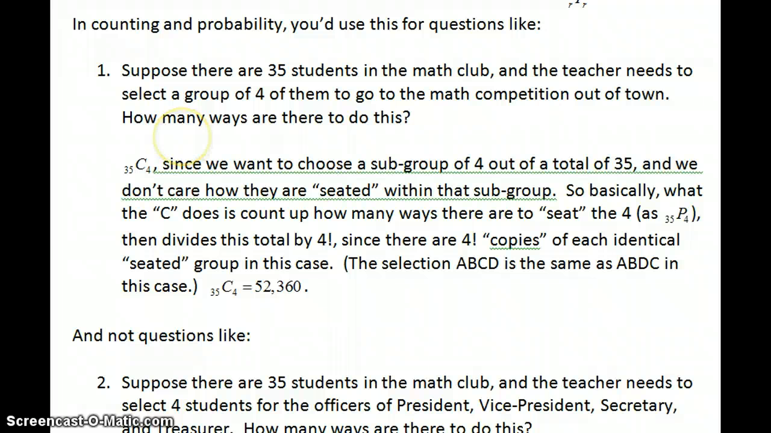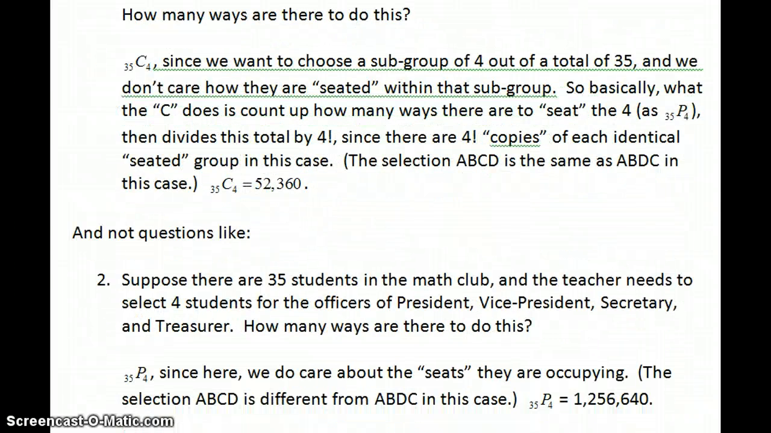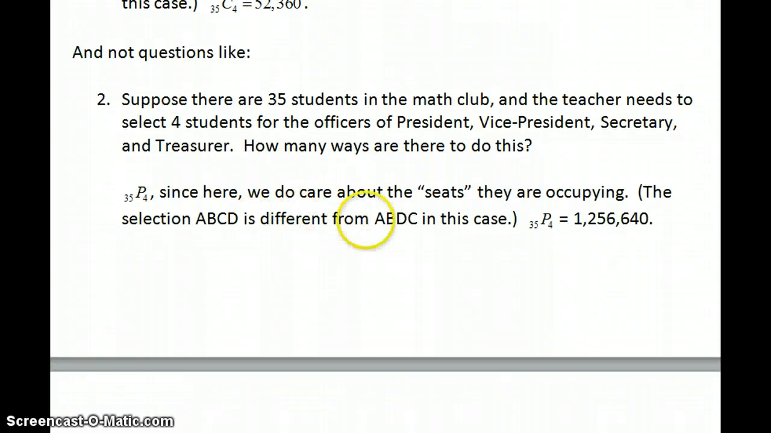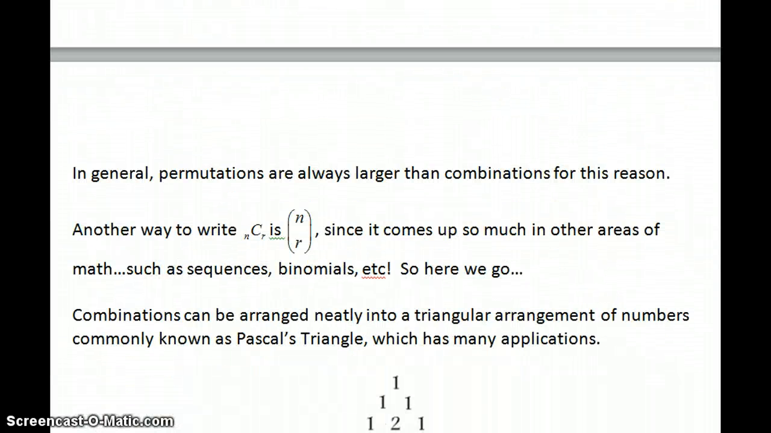Yeah, I can explain this here about the difference. This is kind of like the triangle thing, where if order matters, then I want to take a permutation. But if order doesn't matter, if ABCD is the same as ABDC, then I don't count them twice. That reduces my total count. How many totally different ones are there? There's only 52,000. But if I care about the order, where ABCD and ABDC are different, I have to count that separately. It adds a lot to the count, and I just take 35P4 and I get over 1 million.